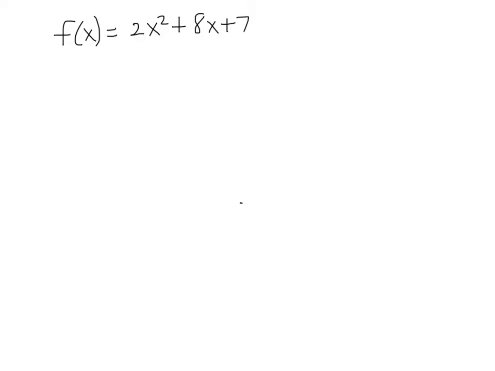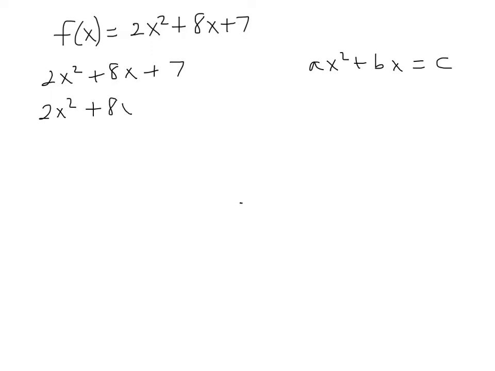Here's just another example to show you on completing the square. So again, I'm going to start off in standard form, ax squared plus bx plus c. This particular problem is already in that form: 2x squared plus 8x plus 7. So again, the first thing I'm going to do is rewrite it as ax squared plus bx equals c. So I have 2x squared plus 8x equals -7.